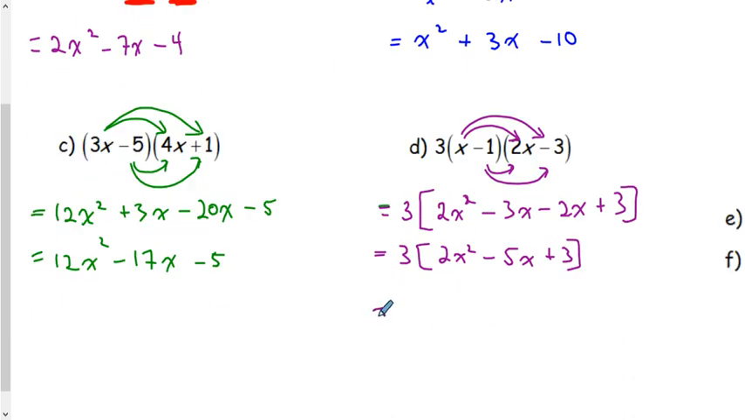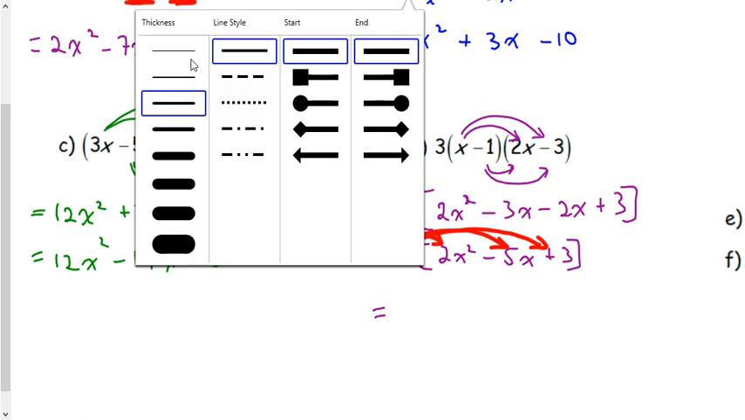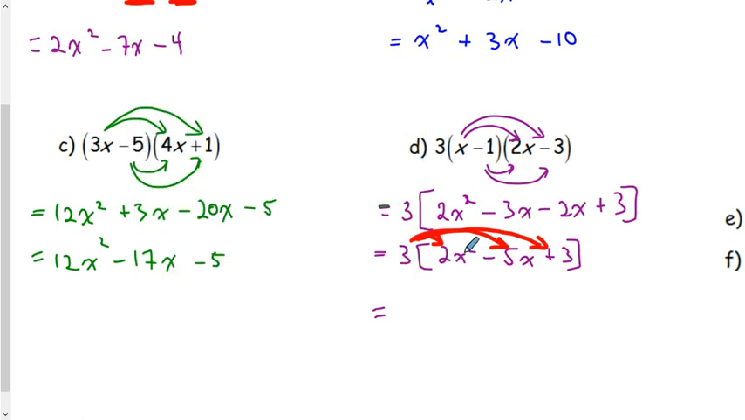Okay, now we can actually multiply this 3 through the brackets. So here we go. We're going to multiply it like that, and like that, and like that. That 3 is going to have to multiply everything in the brackets. So 3 times 2x squared, well, 3 times 2 is 6, so we end up with 6x squared. 3 times negative 5x, 3 times 5 is 15, so we end up with 15x. And 3 times 3 is 9. So there we have it. That is our standard form from our factored form.